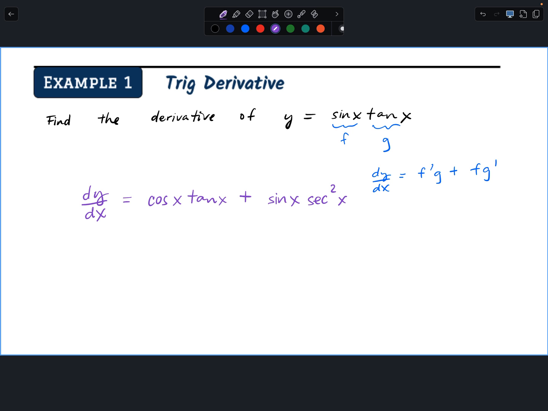On a test, technically this is okay. However, if it was a multiple choice AP question, this would not be the correct answer. Because something you learned in Math 3 or in pre-calc was tangent is sine over cosine. So I could rewrite this as cosine of x times sine of x over cosine of x plus, what's the reciprocal of secant?